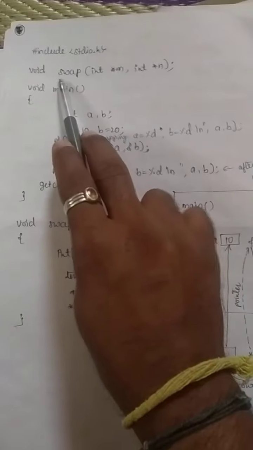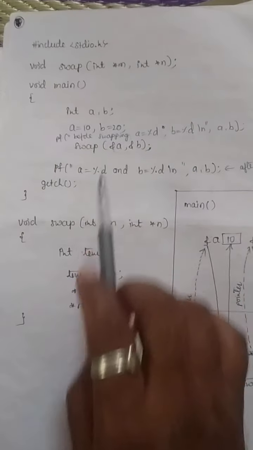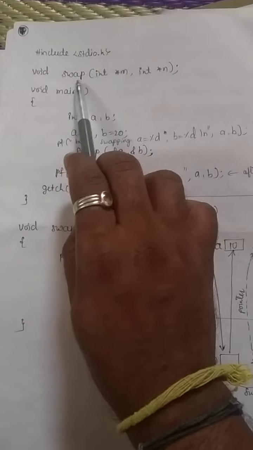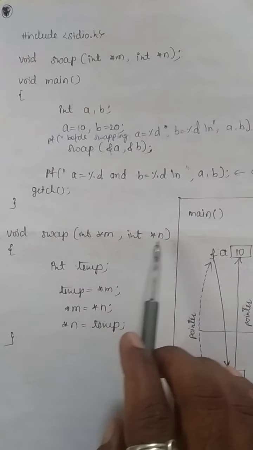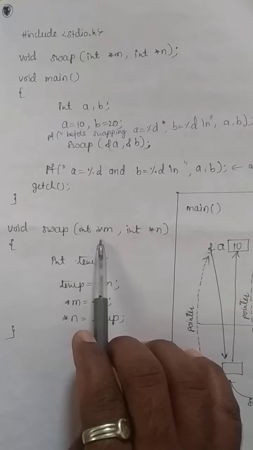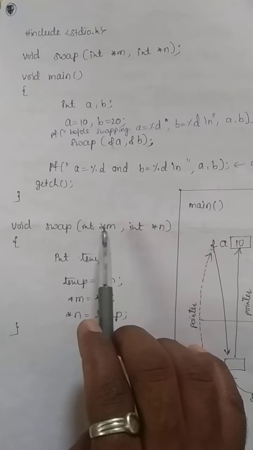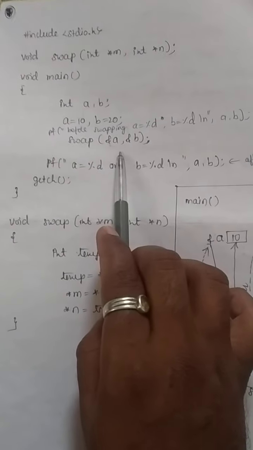Now same thing: function declaration is here, function call and function definition. You can observe that in the function declaration, *m and *n are used. Here also *m and *n are used. It means we are going to use the concept of pointers. Why? Because we are dealing with the addresses.